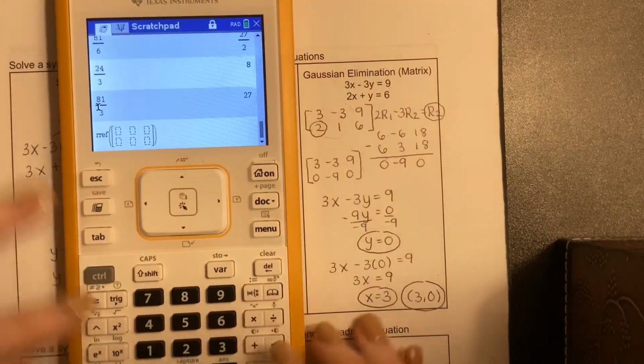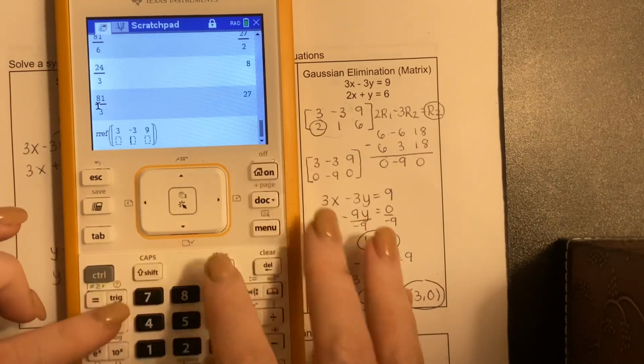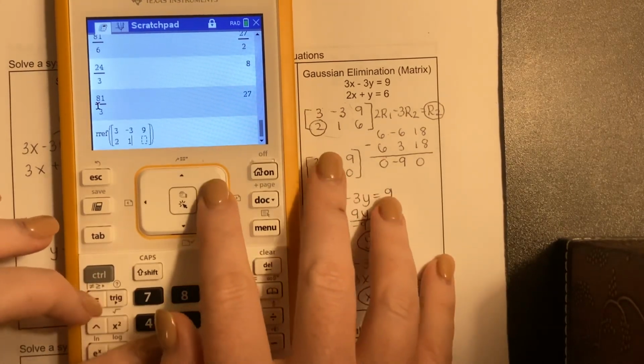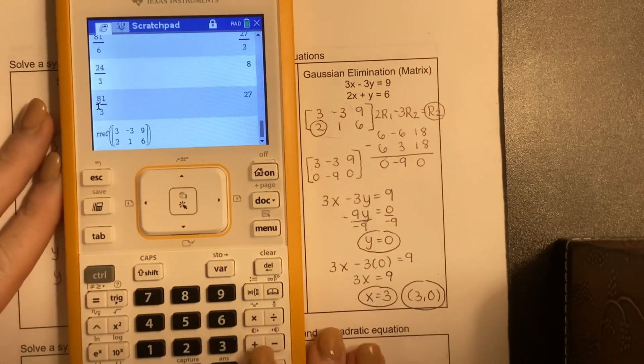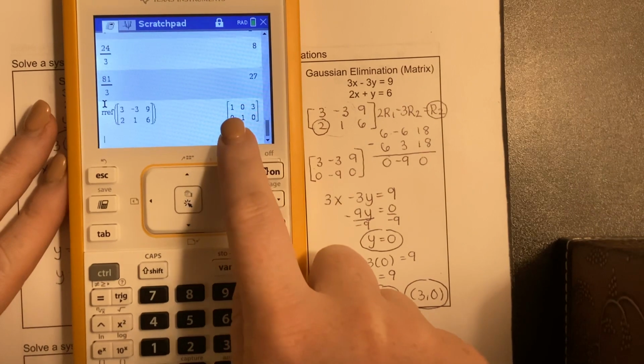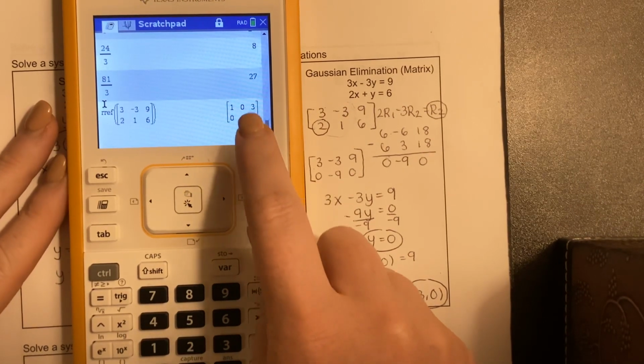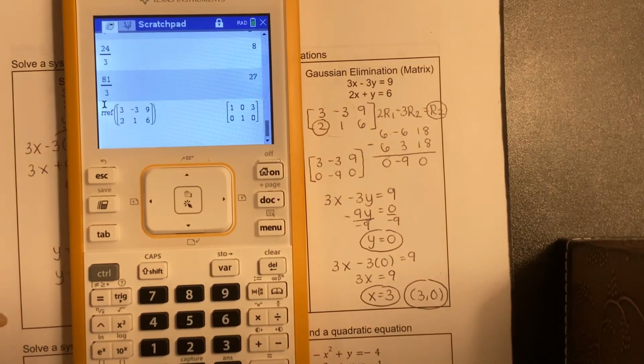We're going to type in our matrix, so 3, -3, 9, 2, 1, and 6. Then we're going to go ahead and just hit enter. It's going to reduce. And again, this is telling you that 1x is equal to 3, 1y is equal to 0. So 3, 0, that's what we've gotten every single time. All right, so that's 2x2.